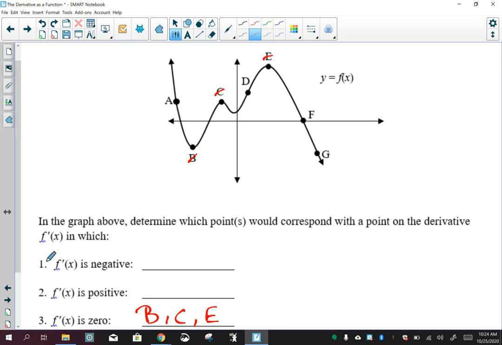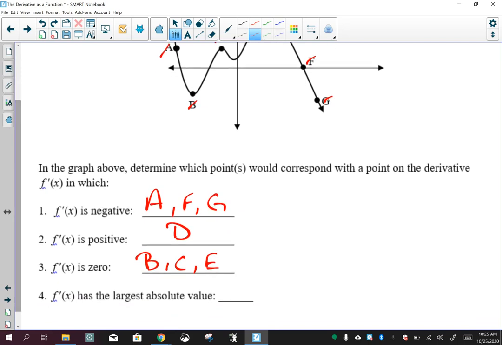So I need to know here on number 1, where am I decreasing? Well, I'm decreasing at A, and I'm decreasing at F, and I'm decreasing at G. So those are done there. Number 2 wants to know where am I increasing at? I'm only increasing at D, which is right here. So when you're looking at a graph and we're talking about slopes, remember we're talking about slope. On the original graph, we're talking about where am I increasing, where am I decreasing, or where do I have turn points. So that's what we're going to kind of look at.